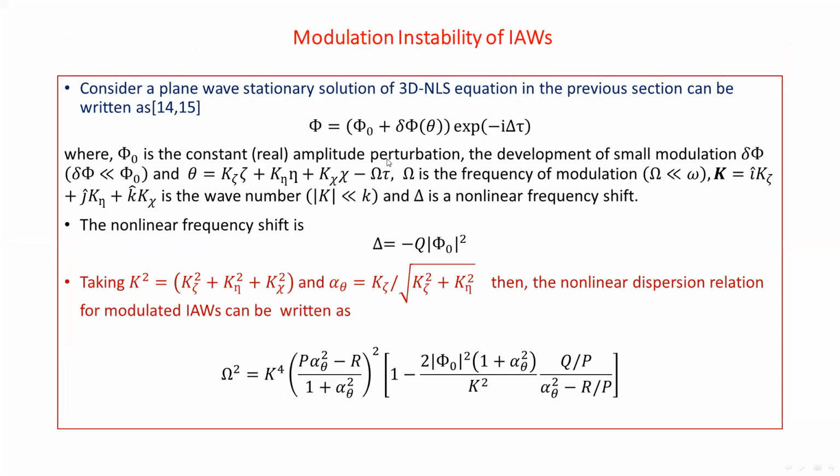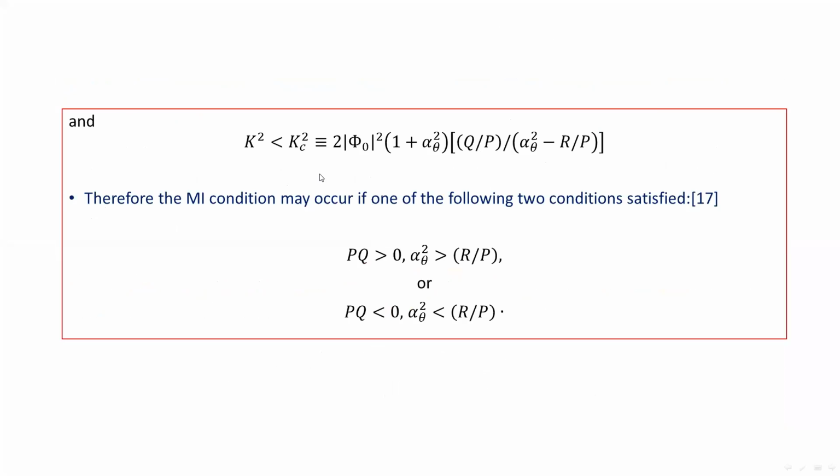Modulation and stability of the ion acoustic wave. If we consider the plane wave solution in this form and use this solution in the 3D nonlinear Schrodinger equation, we obtain the nonlinear dispersion relation for the modulated ion acoustic wave, which can be written in this form, and the critical wave number in this form. Modulation may occur if one of the following two conditions is satisfied. This point will be shown in the figures.